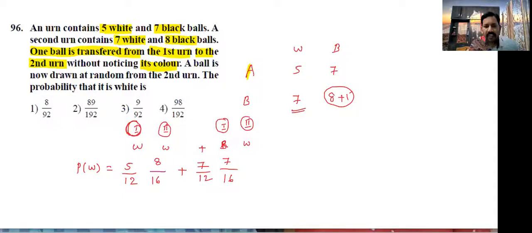See that the second draw is white only. In the first draw, we changed: one time white, second time black. What is the LCM, students? 12 into 16 is the LCM. 40 plus 49, that is 89, divided by 12 into 16, that is 192. This is the answer. Second option correct.